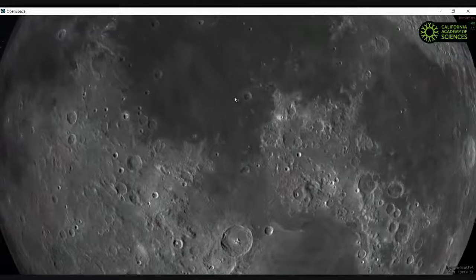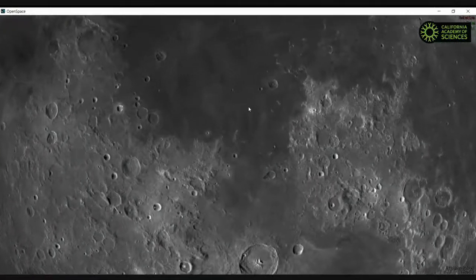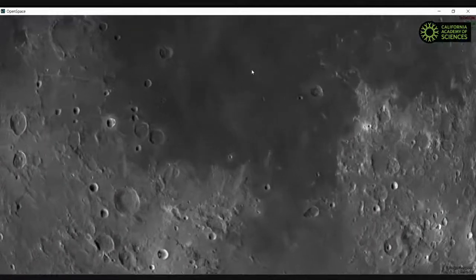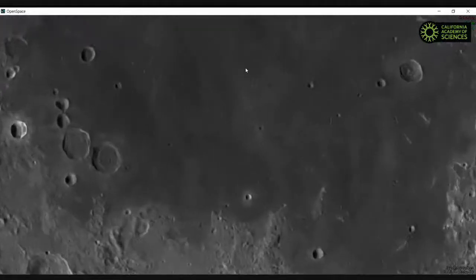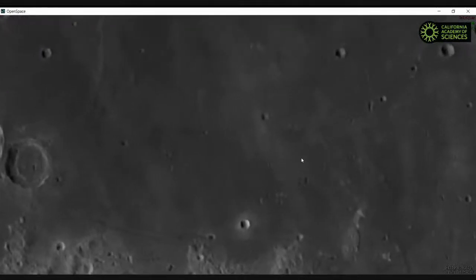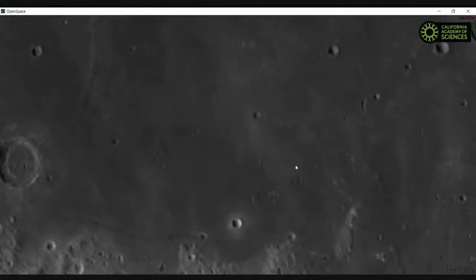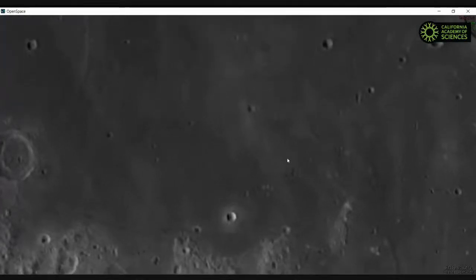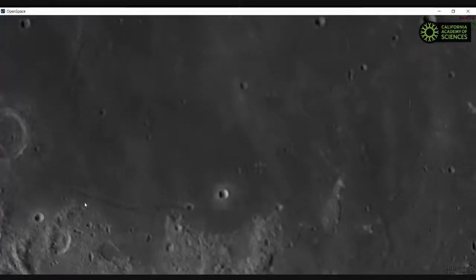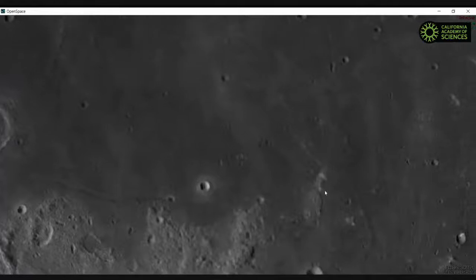Now, we can't actually see the flag. I know a lot of people want me to be able to zoom in so much that we can see the flag perfectly on the surface. You can do that with some parts of OpenSpace, but you're only going to see a shadow of where the flag was set up. And that's when you bring in specific high-resolution imagery.